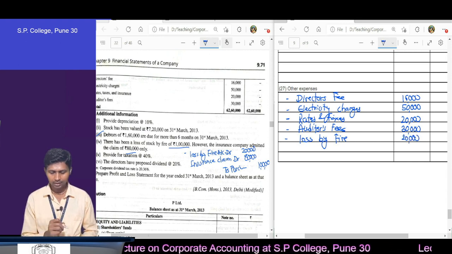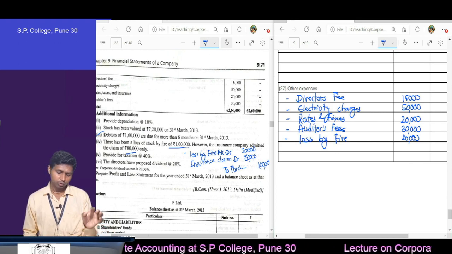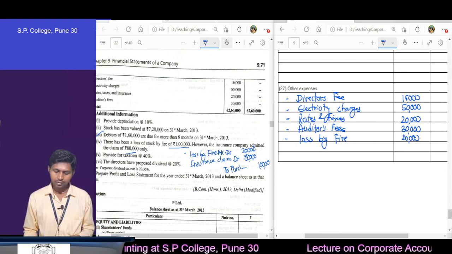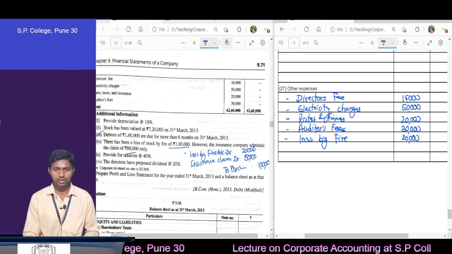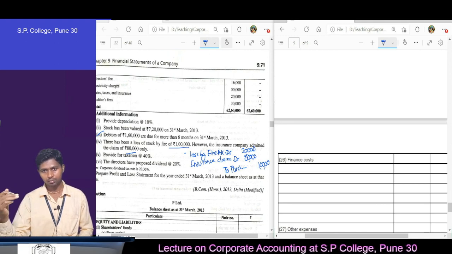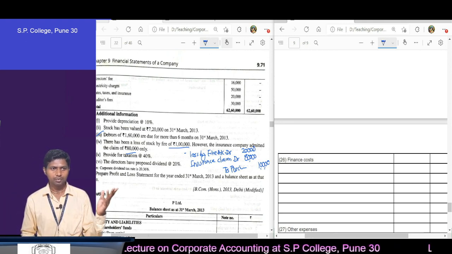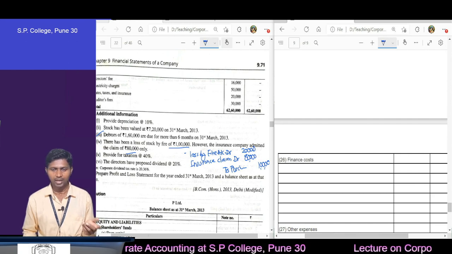After tax you will get it correctly, therefore don't take tension at all. If there is no space in the main format, you can write that in other expenses, 20,000. Then insurance claim receivable, this is a receivable from the insurance company, correct? Therefore you can write that on the asset side.